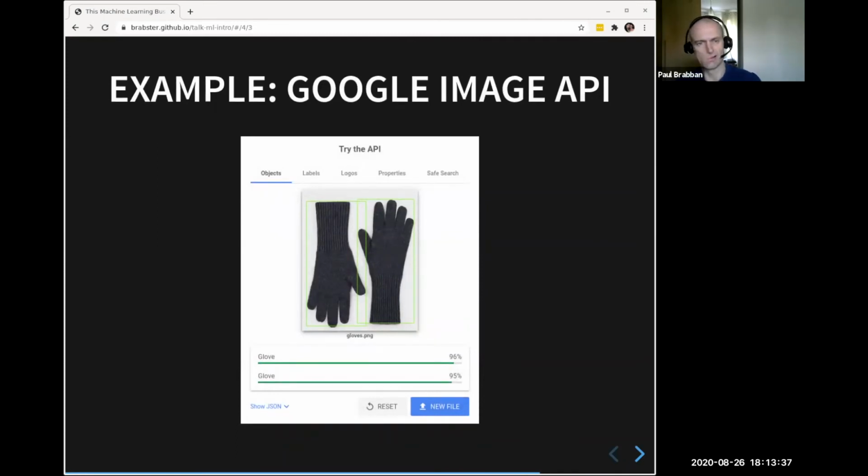And here's an example of the kind of thing we're talking about, going back to the Google Image API. If you go to the website, you can literally just upload a photo and click a button, and it will tell you what it can see in the photo. So in this case, I've uploaded a photo of a pair of gloves, and you can see at the bottom there, it thinks there's a glove and it's drawn, if you look, green bounding boxes around them. So it's showing you where in the photo the gloves are. The first glove, it's pretty sure it's a glove. It's 96% confident. The second one, a bit less sure, 95% confident. And they can tell you lots of other things about those images as well. But that's how easy it is to try these things out and get an idea of whether or not they're going to suit your use case.